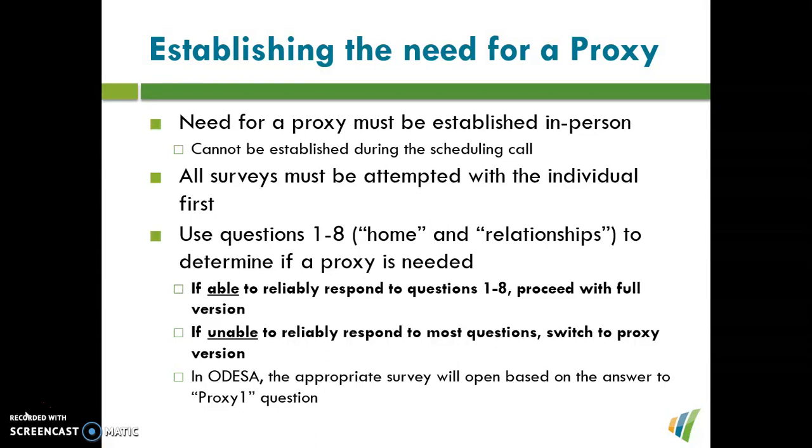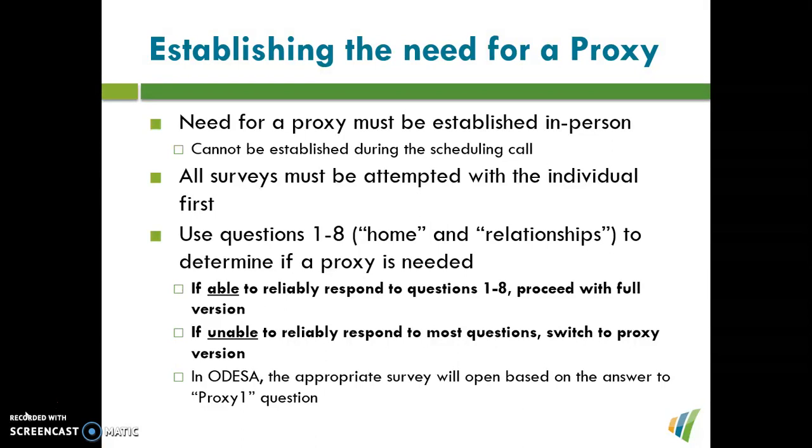If the person, after having asked those first 8 questions, really is unable to reliably respond to any of the questions, that's really the only time that we're going to switch to the full proxy version, where you'd only talk to a proxy if the person is unable to really understand or give responses to any of those questions 1 through 8 about the home and relationships.